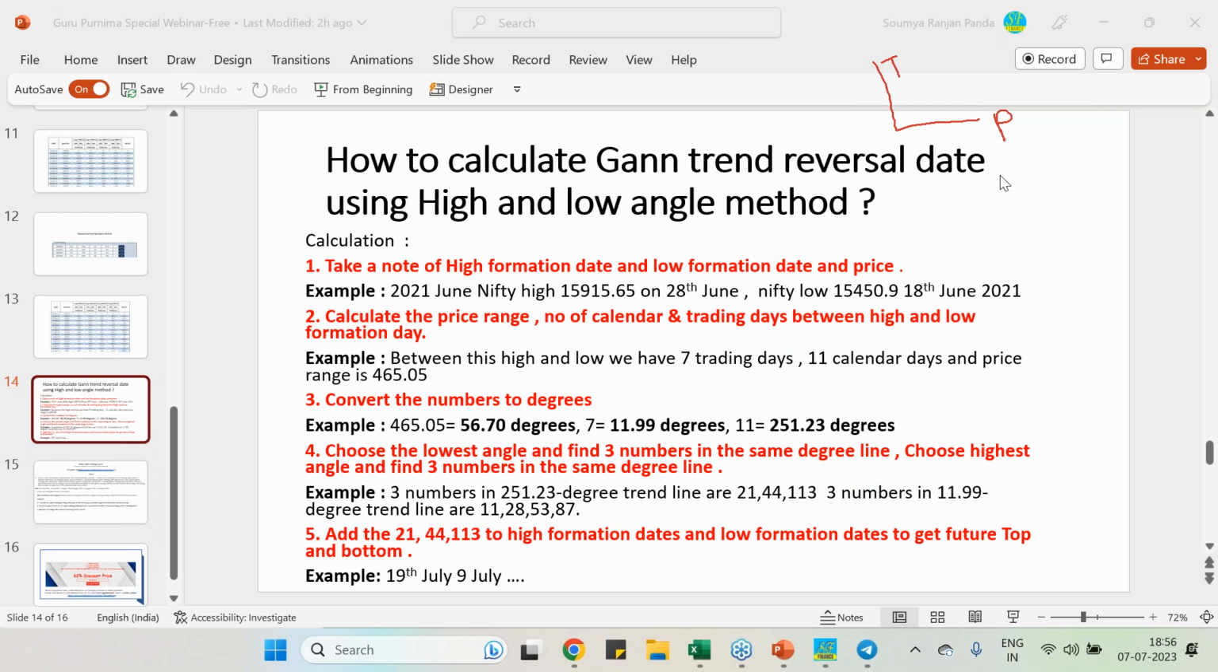2 dimensions are price and time. Gann is the first man who has told that the manifestation of stock price is not dependent only on price and time. Price, time, velocity, and space.